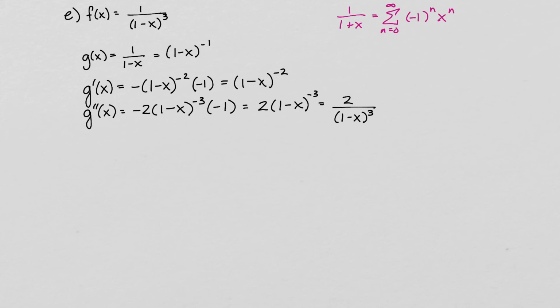So it's pretty close to what I started with, right? What's the only difference between what we have, the second derivative, and what we started with? Yeah, the 2, right? So we could think of f of x as really 1/2 times g double prime of x.